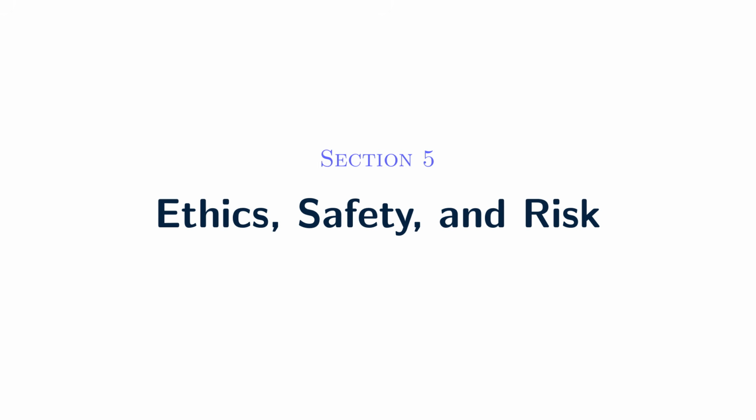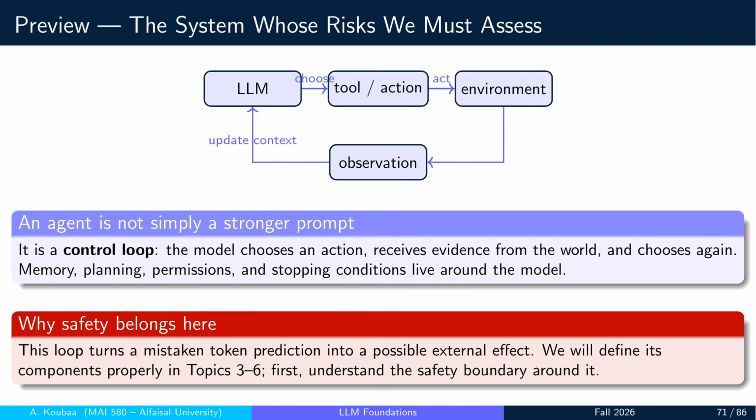The moment a language model can use tools and retain context, familiar model errors become system risks, not larger errors, the same errors with a different reach. Before we discuss risk, we need to see the system whose risks we are assessing.